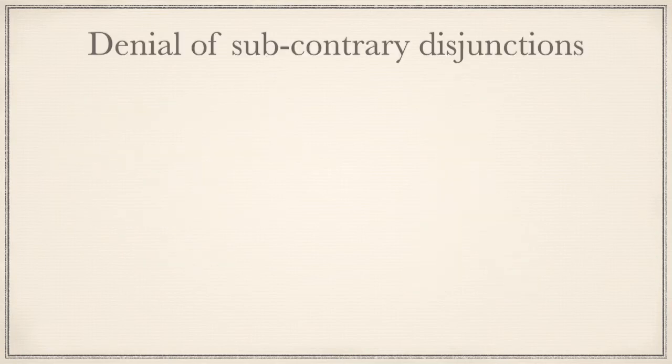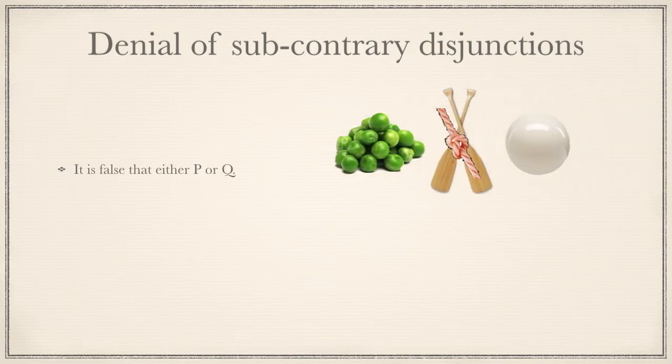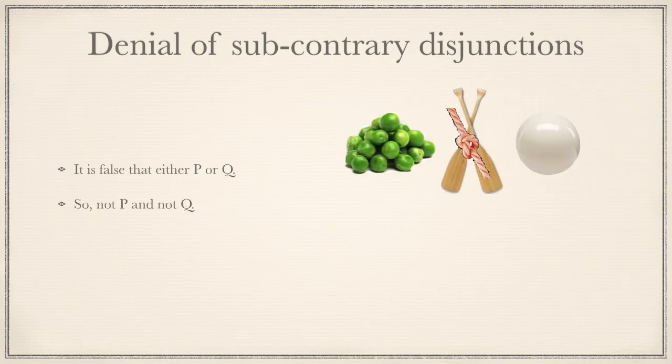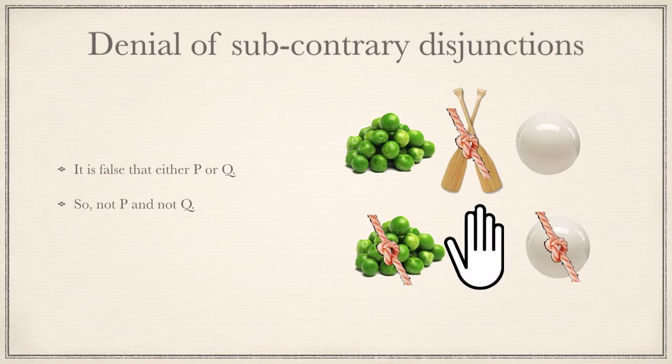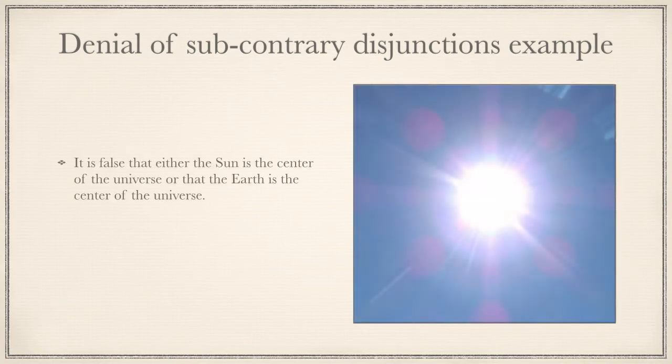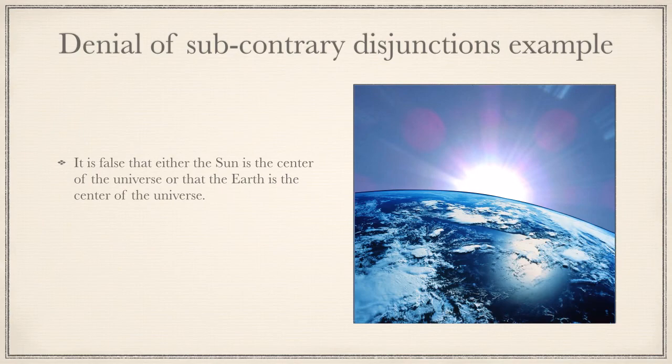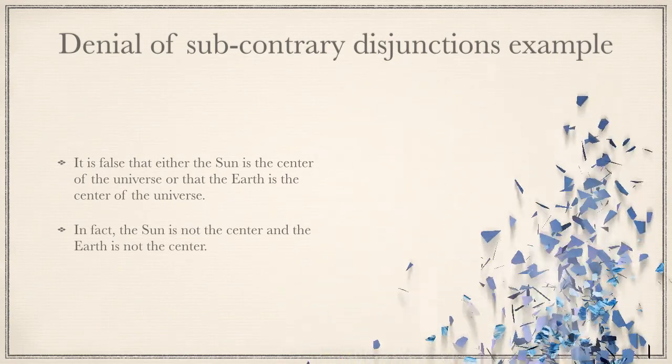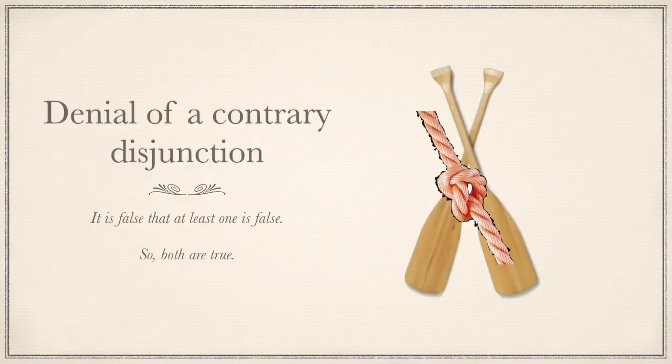Here's the form. First, we state that the disjunction is false. So we have the conjunction where both component propositions are denied. This is also equivalent to the phrase neither P nor Q. Here's an example of the denial of a pair of subcontrary propositions. First, we start with the denial of the claim that either the sun or the earth is the center of the universe. From there, we state the conjunction of their denials. That is, the sun is not the center and the earth is not the center.